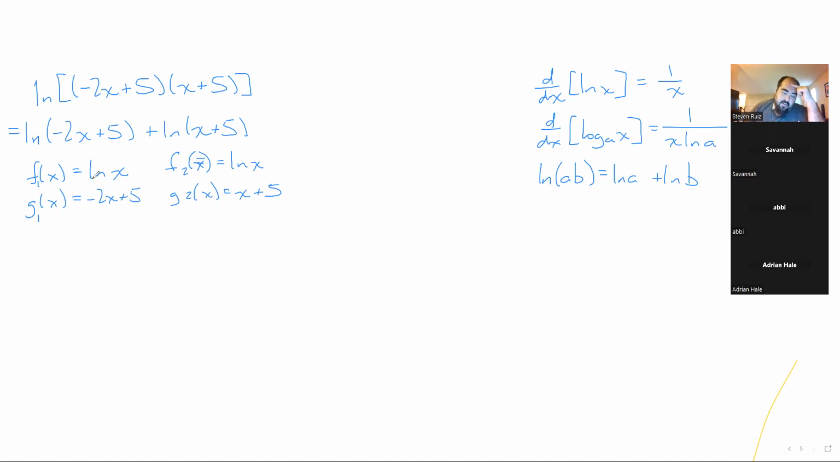Then from there, I need derivatives of all this stuff. I'll just call it f prime of x, same function, same derivative. We already wrote that down. That derivative is 1 over x. g1 prime is going to be -2. And g2 prime is going to be 1.